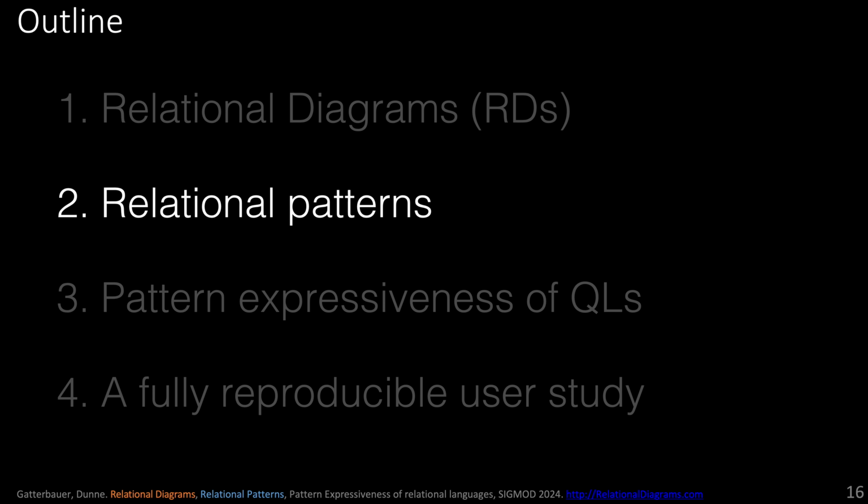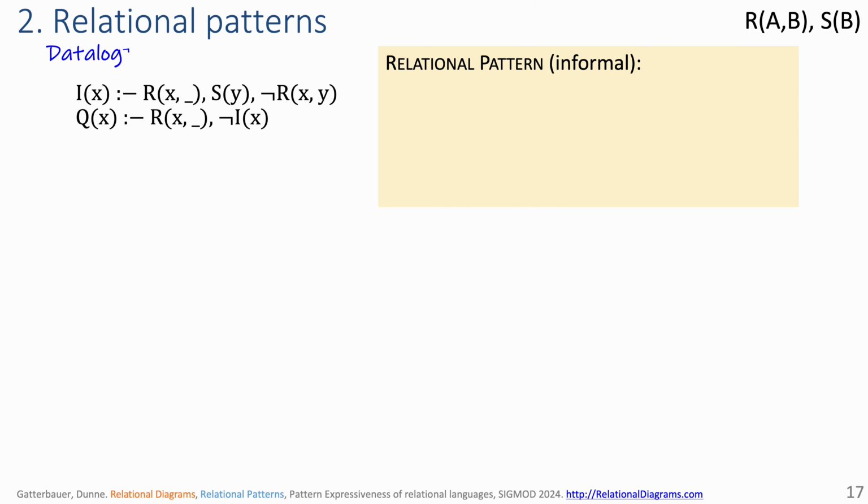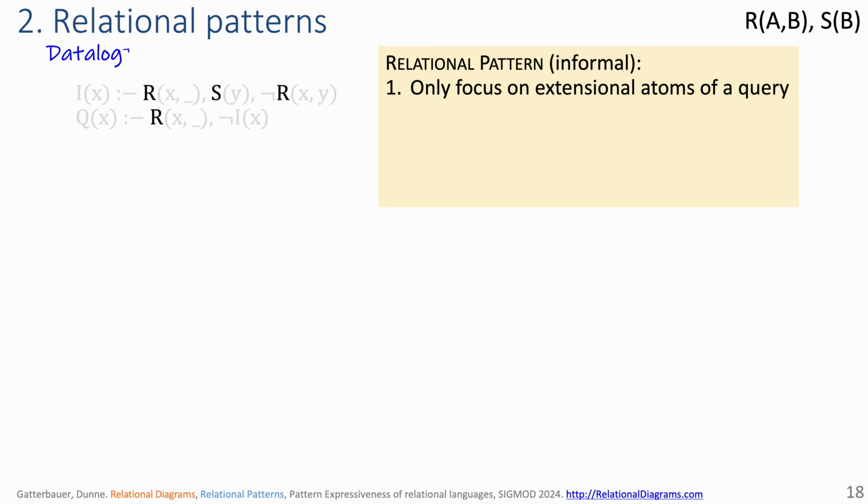We next give our definition of relational patterns. We illustrate the definition here with a Datalog query for relational division. The definition needs 3 steps. First step, we only focus on the extensional items of a query. Every relational language needs to reference the database tables in whatever language-specific way. Our query here references the table R 3 times and the table S only 1 time.